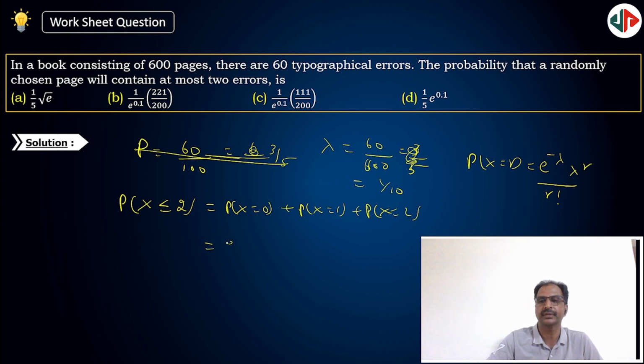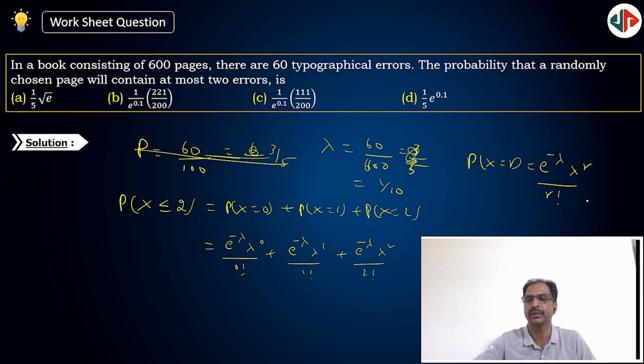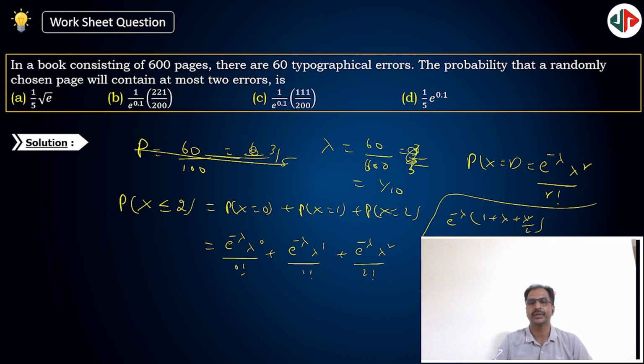So what is P of x is equal to 0? e power minus lambda into lambda power 0 by 0 factorial plus e power minus lambda into lambda power 1 by 1 factorial plus e power minus lambda into lambda square by 2 factorial. Take e power minus lambda common, then you get 1 plus lambda plus lambda square by 2. Lambda is known, substitute the lambda and simplify it. We'll get option B as the correct answer.